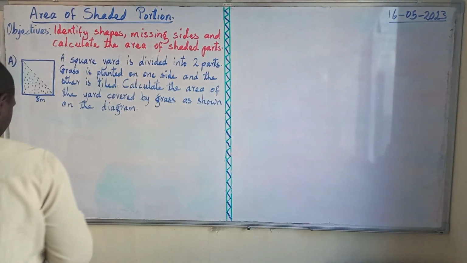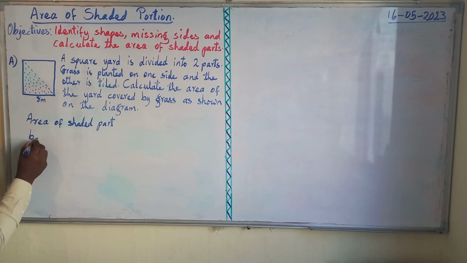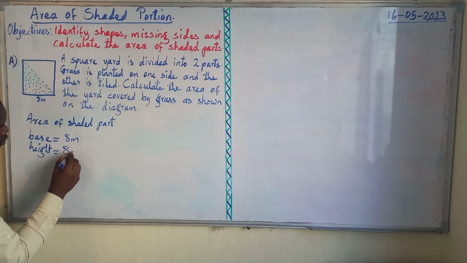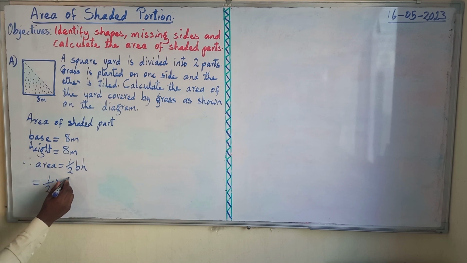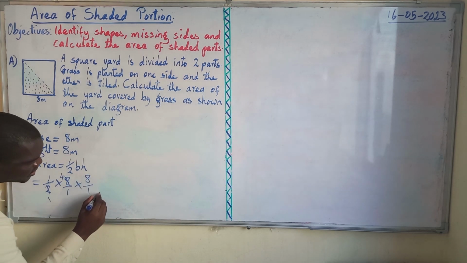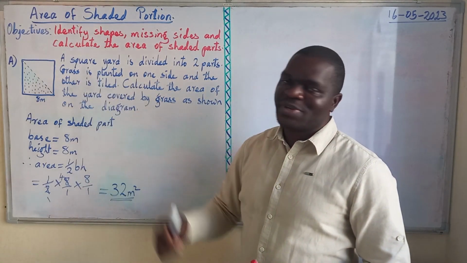So this means that area of shaded part is equal to, we have the base, which is 8, height. If this is a square, it means from here up should be 8 meters as well. Therefore, area will be equal to half base height. Half times the base here is 8/1 times the height, which is also 8/1. 2 here one time, and 2 into 8 4 times. 4 times 8 is going to give us 32 meters square. This is what you can do as far as this question is concerned.